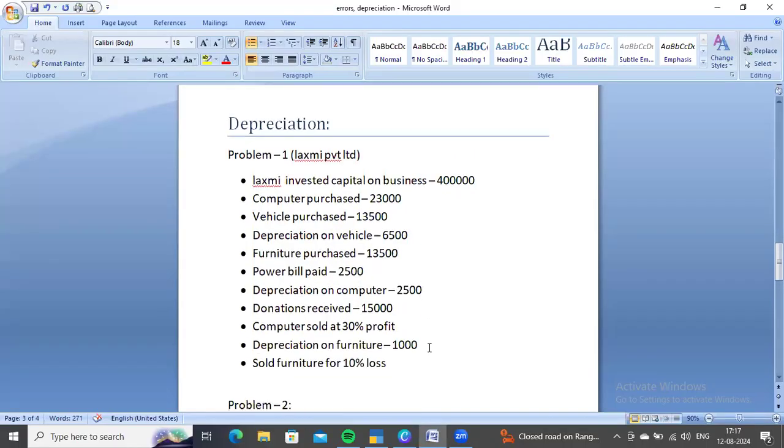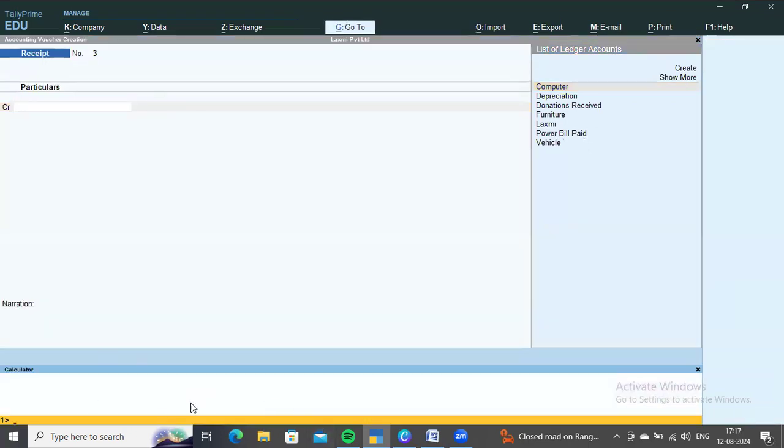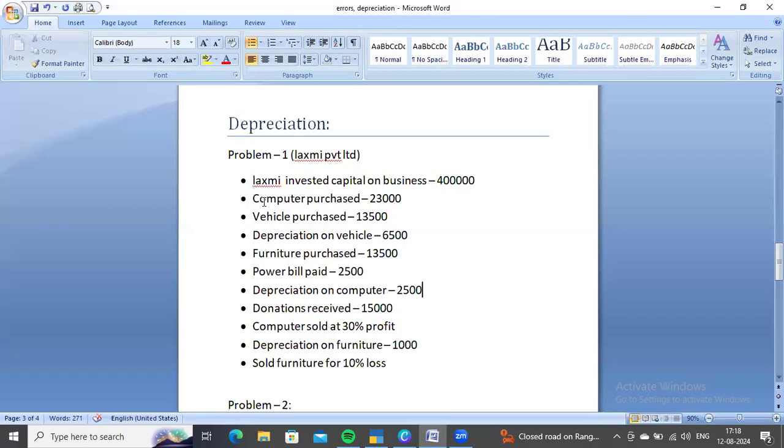Next, computer sold. Here you are selling the computer at 30% profit. It is a receipt to us. Go to receipt voucher and press Ctrl N to access the calculator. See below. First of all, the original value of the computer that you purchased is 23,000. From that, you need to subtract the depreciation which you provided on the computer, 2,500.